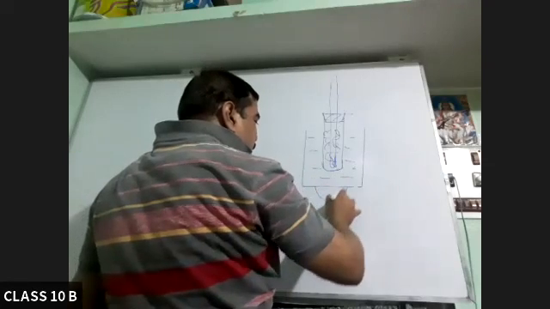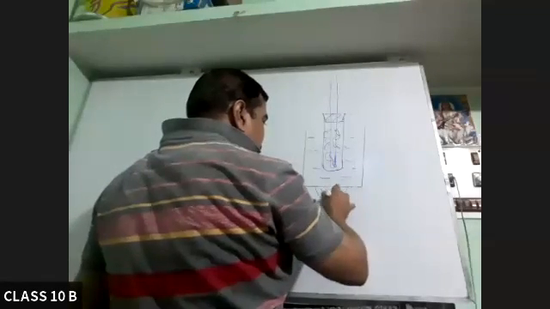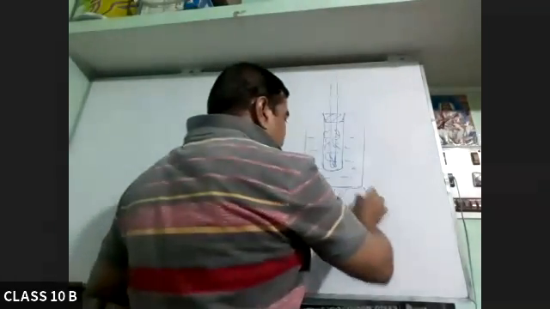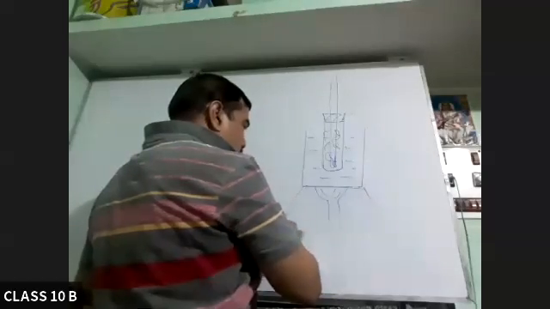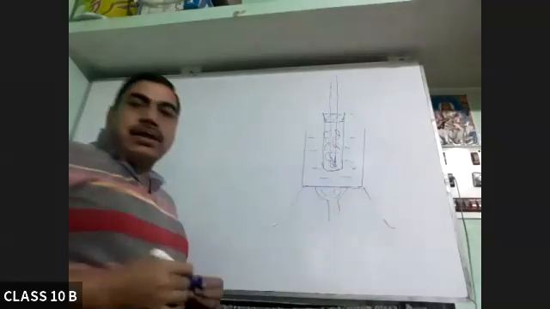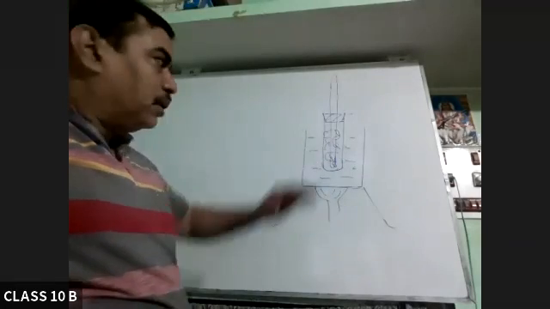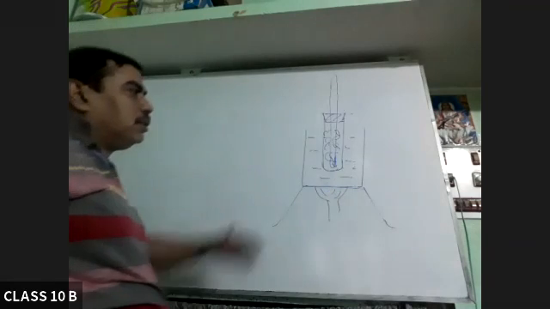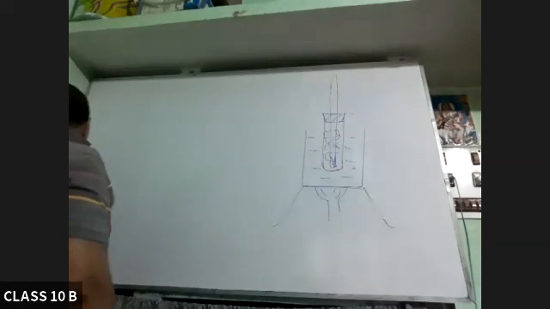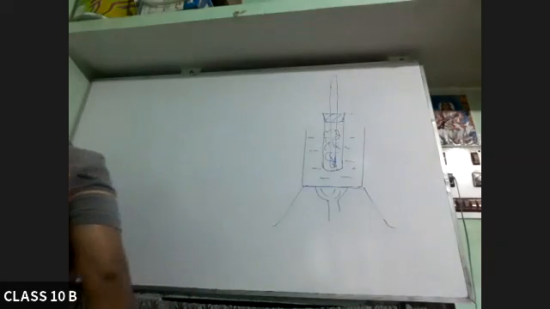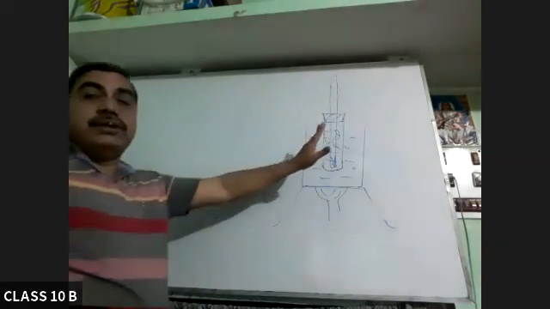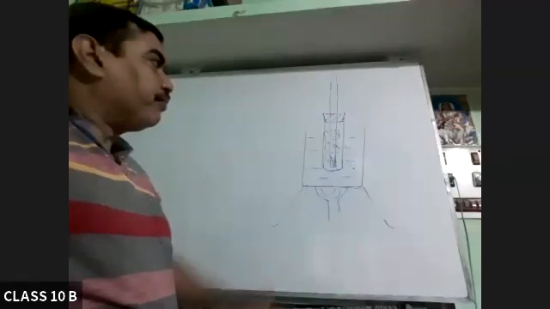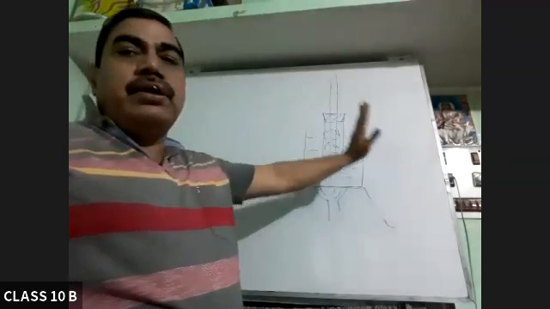So when we are heating it, what happens? The temperature will start rising. At a particular temperature, this wax starts converting into liquid. When the temperature reaches the melting point of the wax, which may be 40 or 42 degrees Celsius, the wax starts converting into liquid.